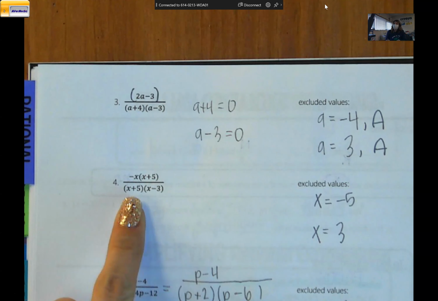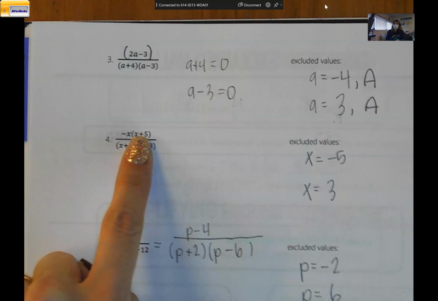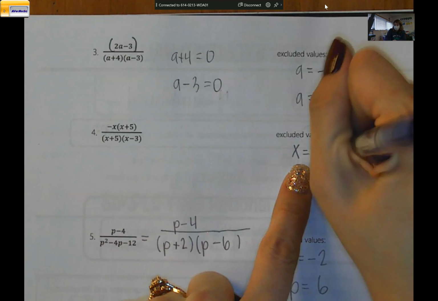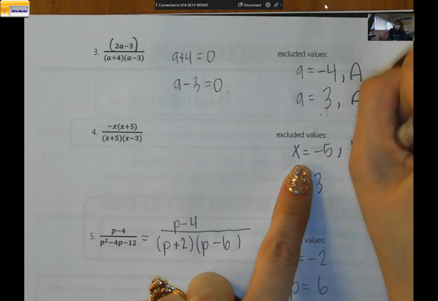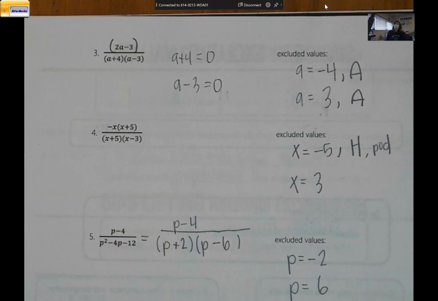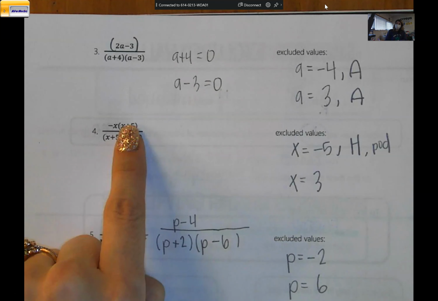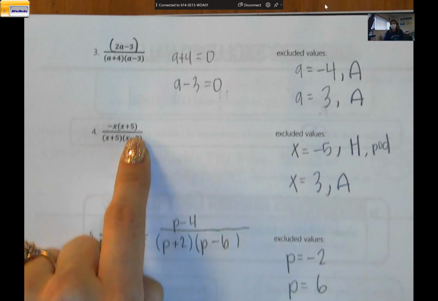Okay, number 4 is another easy one because it is factored for us. So this is the first one where we have a factor in the bottom and the top. So that means that -5 is a hole or a POD, whichever one you prefer. It's either a point of discontinuity or you can refer to it as a hole. Then we check our x minus 3. There is not another one in the top, so he's an asymptote.